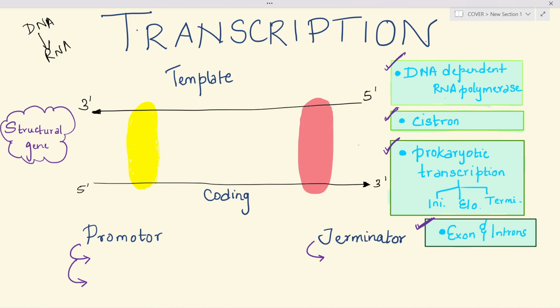Genetic information is transferred from one strand of DNA to RNA. Not both of these strands of DNA are used, and there are two reasons for this. If we see in DNA replication, both the strands of DNA were used to make another DNA, but to convert DNA into RNA, only one of its strands is used.